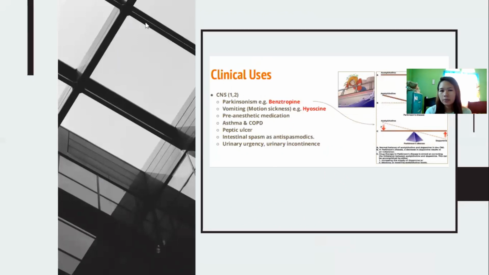So the clinical uses, CNS: Parkinsonism, example benztropine; vomiting, motion sickness, example hyoscine; pre-anesthetic medication, asthma and COPD, peptic ulcer, intestinal spasm as antispasmodics, urinary urgency and urinary incontinence.